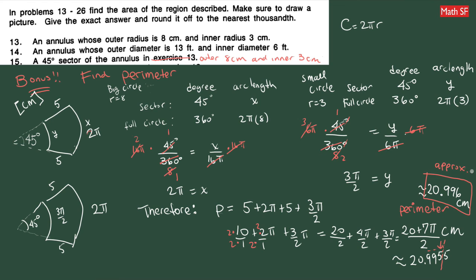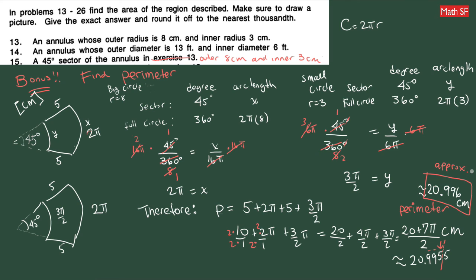So this could be a problem. I mean, a full problem probably could be number 15. Find the area and the perimeter of a 45-degree sector of an annulus with outer radius 8 centimeters and inner radius 8 centimeters. So be aware of this problem. This problem you have to pay a lot of attention to and practice more. Keep practicing. Do a similar problem.